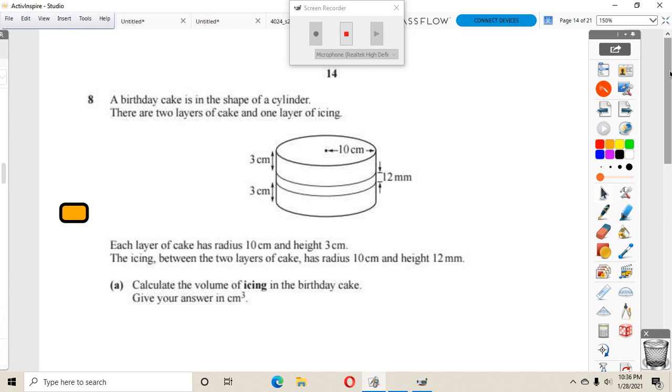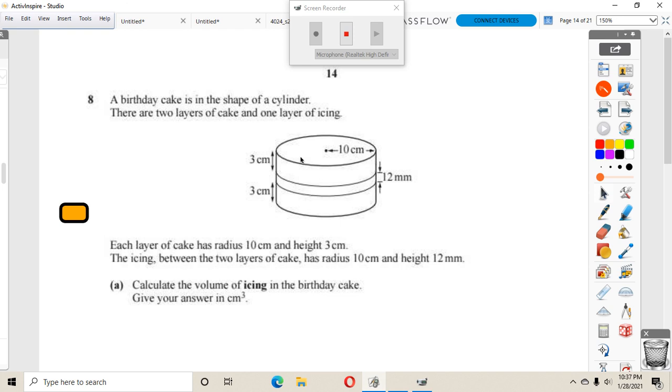Okay, here we have question number 8, question number 8, paper 22, 2020. Paper 22 means the second paper over here. A birthday cake is in the shape of a cylinder. There are two layers of the cake and one layer of icing.